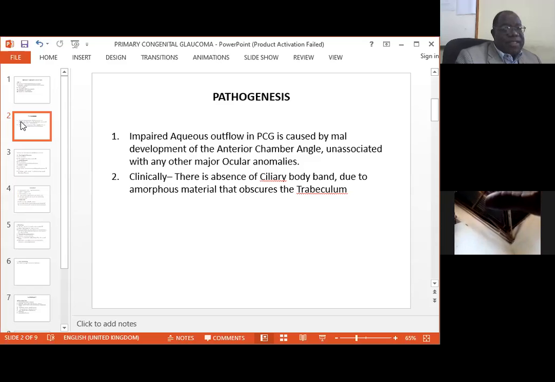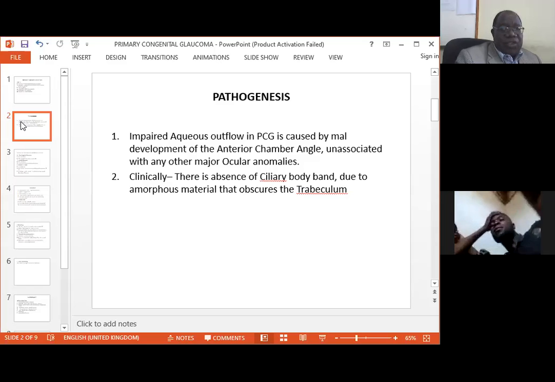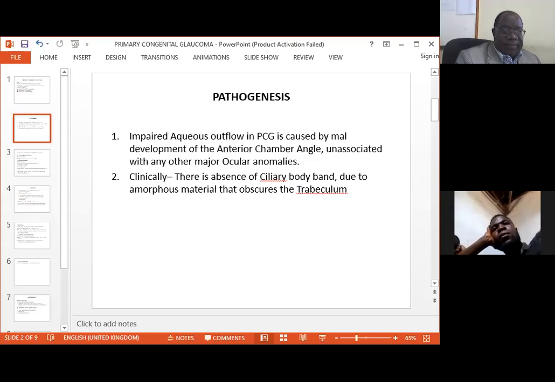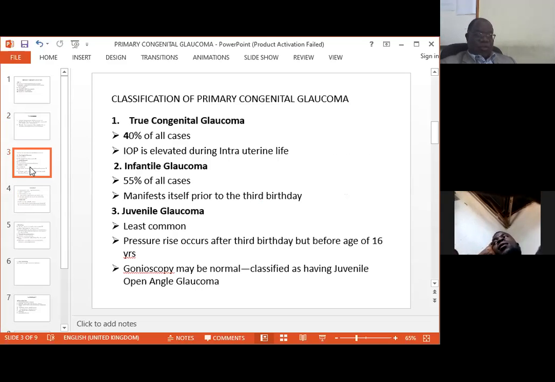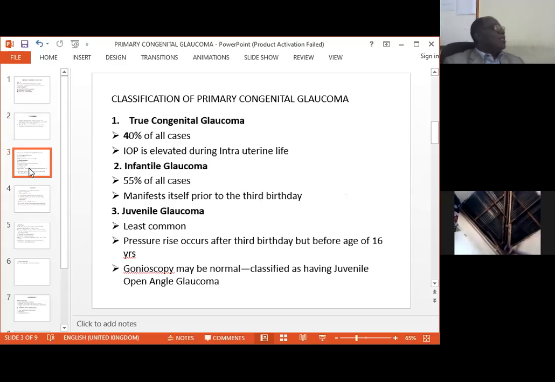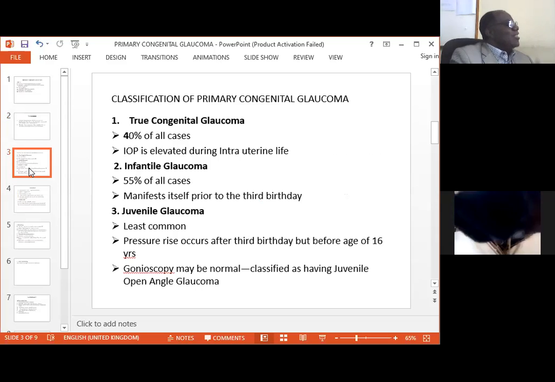Clinically, there is absence of the ciliary body band due to amorphous material that obscures the trabeculum. Classification of primary congenital glaucoma: you have true congenital glaucoma. 40% of all cases are true. Intraocular pressure is elevated during intrauterine life. In fact, before the child is born, already the pressure is elevated.